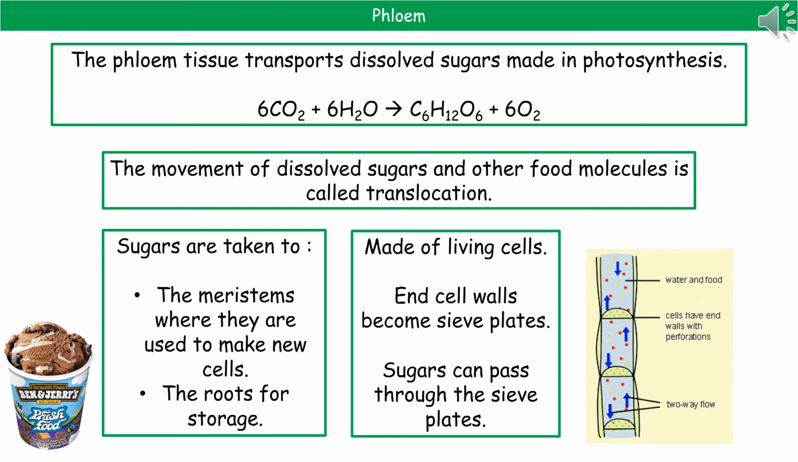The sugars are taken to 2 key areas, the roots for storage and the meristem cells where they're used to make new cells. Few key facts about our phloem: it's made from living cells. The end walls have become sieve plates and sugars are able to pass through those sieve plates, which is very important for obviously their function.